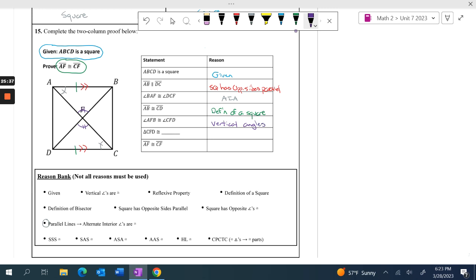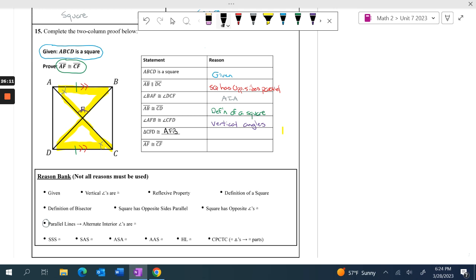Okay. And then my next statement, I have to actually complete it. So triangle CFD, so I'm going to highlight that one. CFD, whoopsie, sorry about that. That triangle there that I just highlighted is congruent to what other triangle? Well, it would have to be congruent with this triangle right above it there. And I would have to name it AFB. So triangle CFD is congruent to triangle AFB. And what would be my reason?